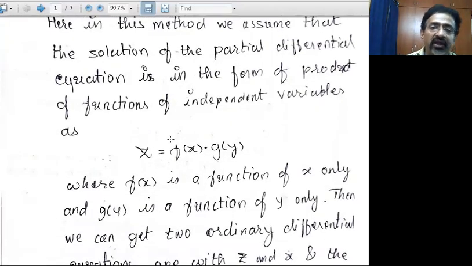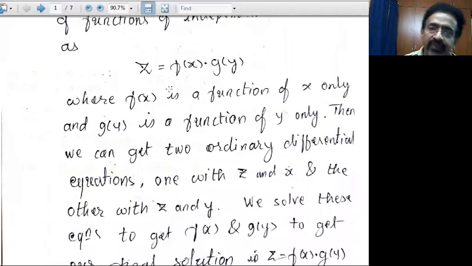So what I will do here is assume the solution as z is equal to f of x times g of y. Then I find del z by del x, del z by del y, del square z by del x squared, del square z by del y squared, then the mixed derivative del square z by del x del y. All those things I find out, and I substitute them in the given equation. Then I separate the variables. That is, I bring x terms on one side and y terms on the other side.